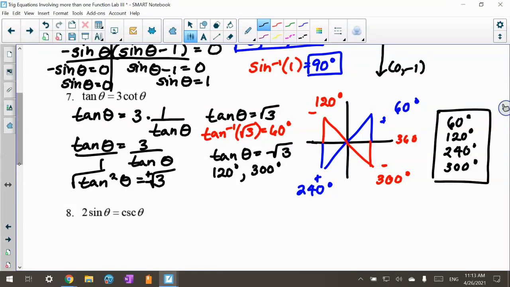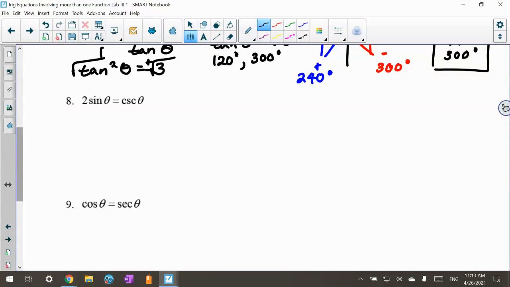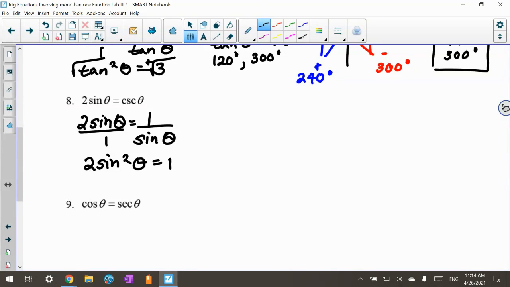All right, let's try 8. 2 sine theta equals cosecant. I don't see any squared. Sine is my building block, so I said, can I write cosecant another way? And I know it's 1 over sine theta. Cross multiply, I have 2 sine squared theta equals 1. You don't really need to move the 1 over there if you don't want. We can leave it here and divide by 2, or you can move it over and do the quadratic formula. So I have sine squared theta equals 1/2.